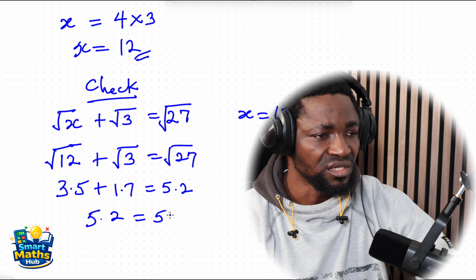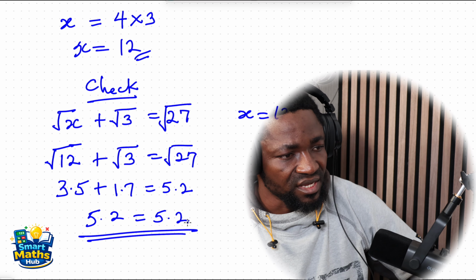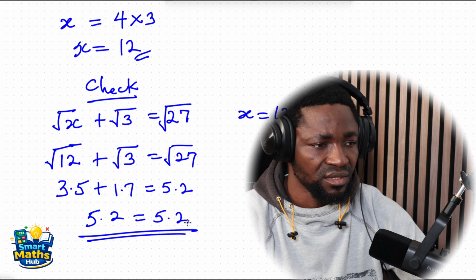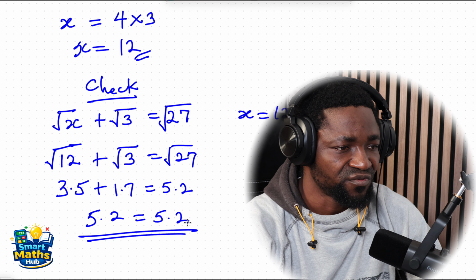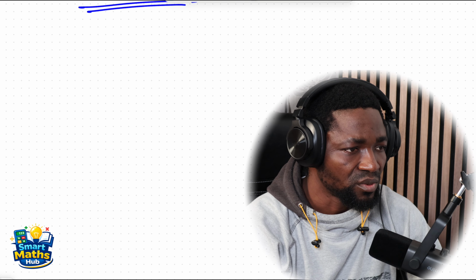So that means the equation is balanced. What this tells us is that your left hand side must equal the right hand side. That's the meaning. So that's question number 1. Let's move to question number 2.